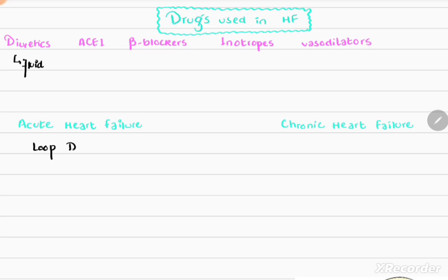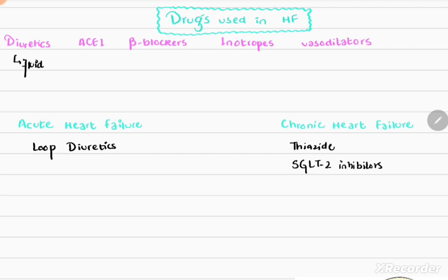So in acute heart failure, we use the loop diuretics, whereas there are other diuretics that are used in chronic heart failure, like thiazide diuretics, or a class of drugs known as SGLT2 inhibitors. These are the diuretics that are used in chronic heart failure.